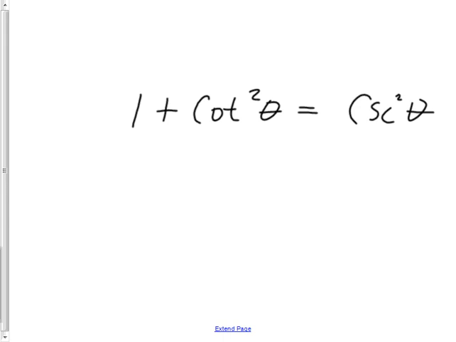Alright, I'll give you another one. 1 plus... What's that one equal to? Pull up in your memory banks the one that has cotangent, cosecant. What's the deal with the cosecant again? So let's answer this one. Cosecant squared. Yep. Raise your hand if you had that one right. Okay, good.